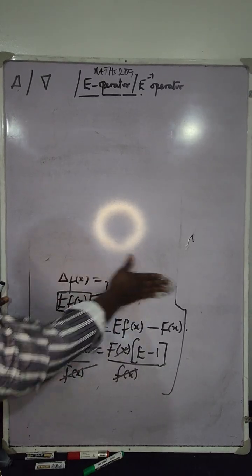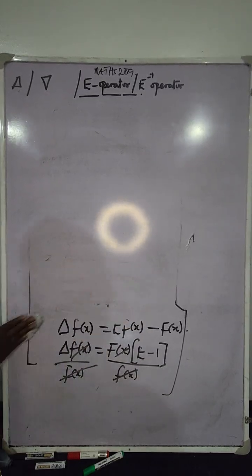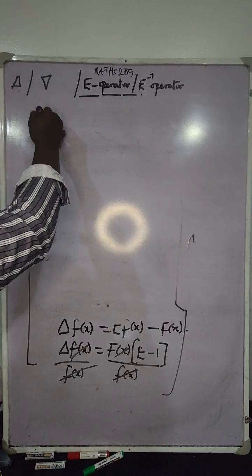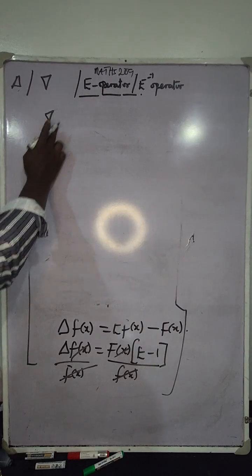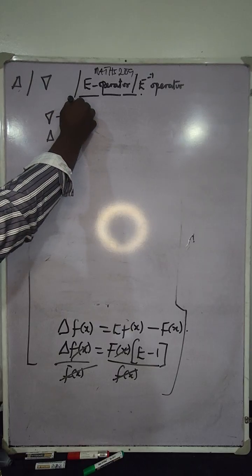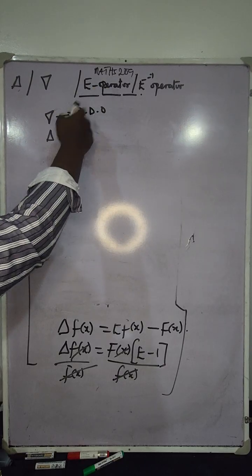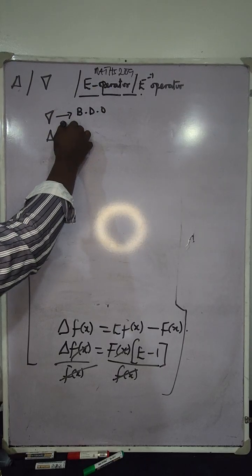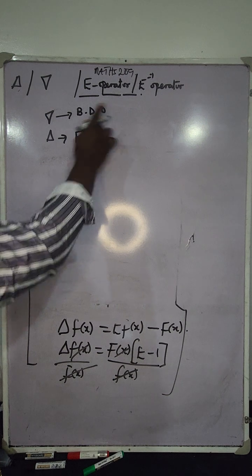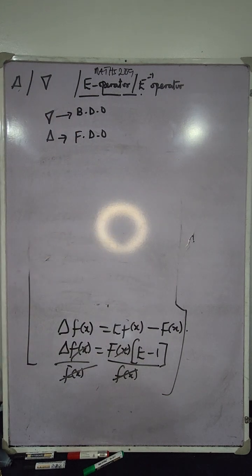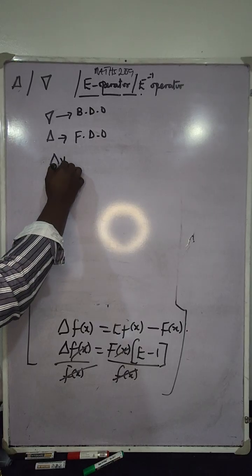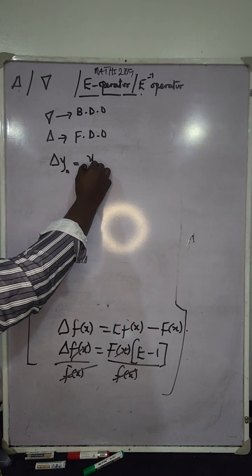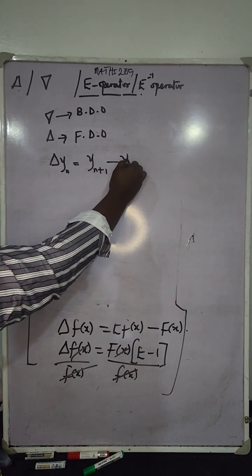There's something called the backward difference operator. Just like we have the forward difference. This is forward difference. This is backward. Let me call this BDO, backward difference operator, and FDO, forward difference operator. So, the forward difference of yn is yn plus 1 minus yn. I'm not wrong.